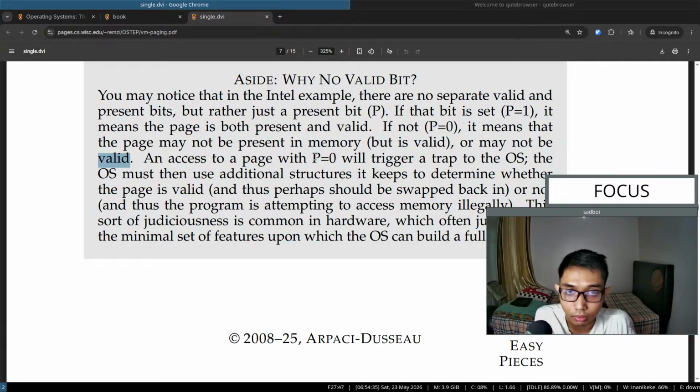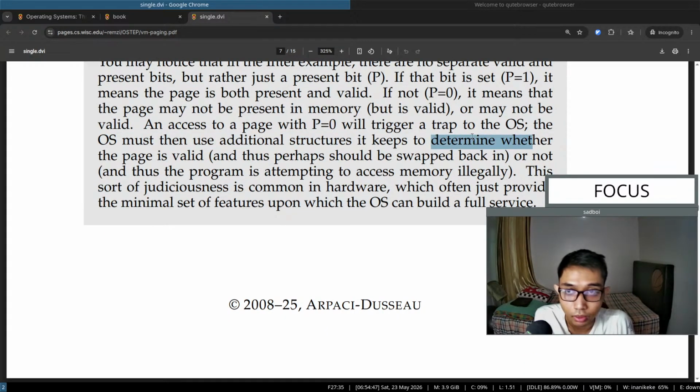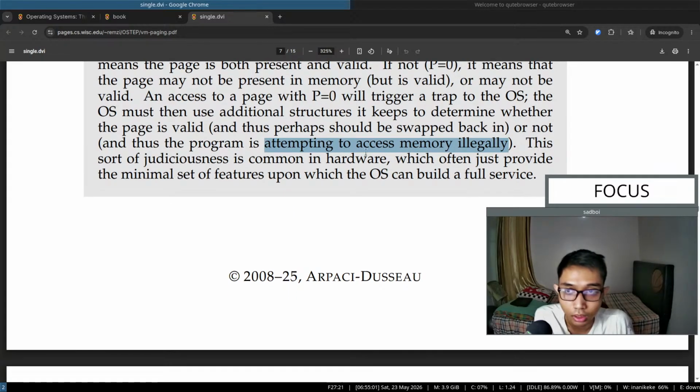An access to a page with P equals 0 will trigger a trap to the operating system. The operating system must then use additional structures it kept to determine whether the page is valid, and thus perhaps should be swapped back in, or not, and thus the program is attempting to access memory illegally. This sort of judiciousness is common in hardware, which often just provides the minimal set of features upon which the operating system can build a full service.